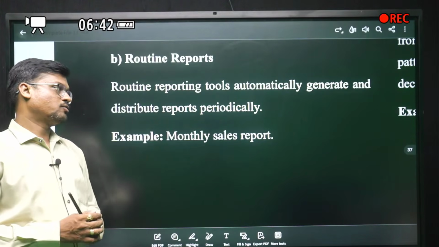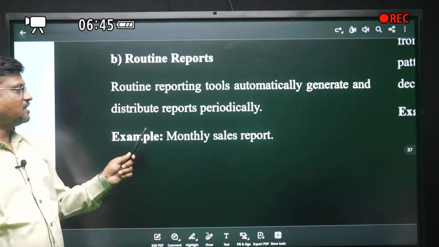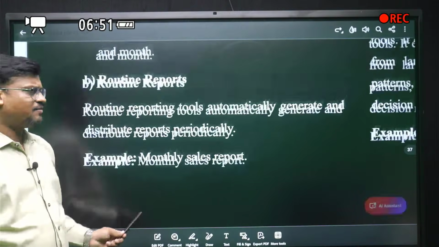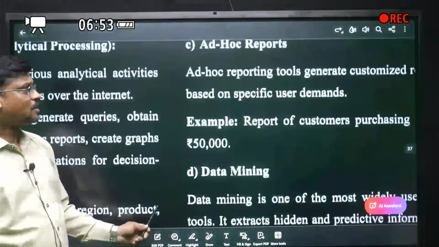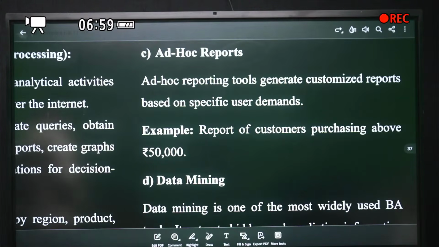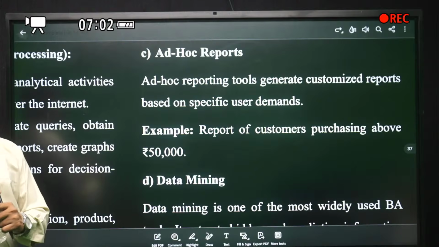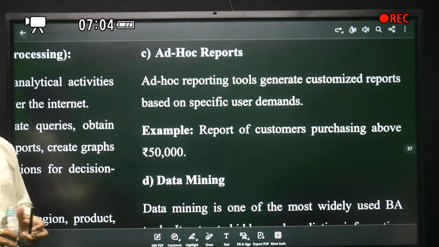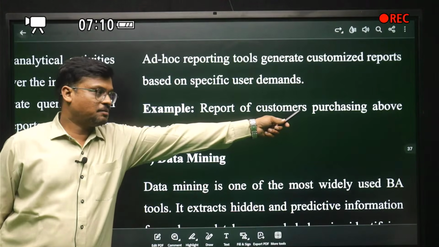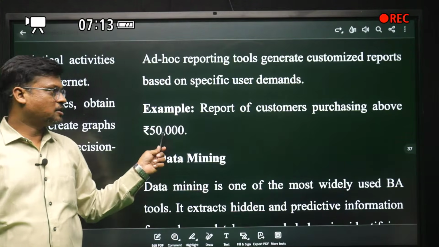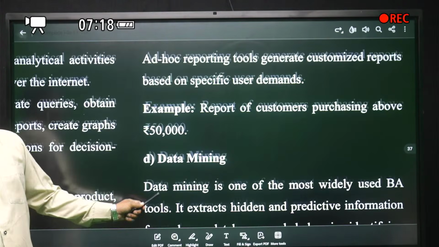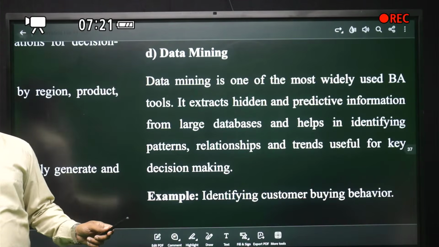Second one is routine reports. These are the reports which are automatically generated and distributed periodically, like monthly sales. Right? These are the routine reports which we generate every month for our organization. Third one is ad hoc reports. As we discussed earlier also, ad hoc reports will give you customized reports based upon specific user demands, like finding the customers whose purchasing is above 50,000. That can be done with the help of customized ad hoc reports. And the fourth one is what, dear? Data mining.